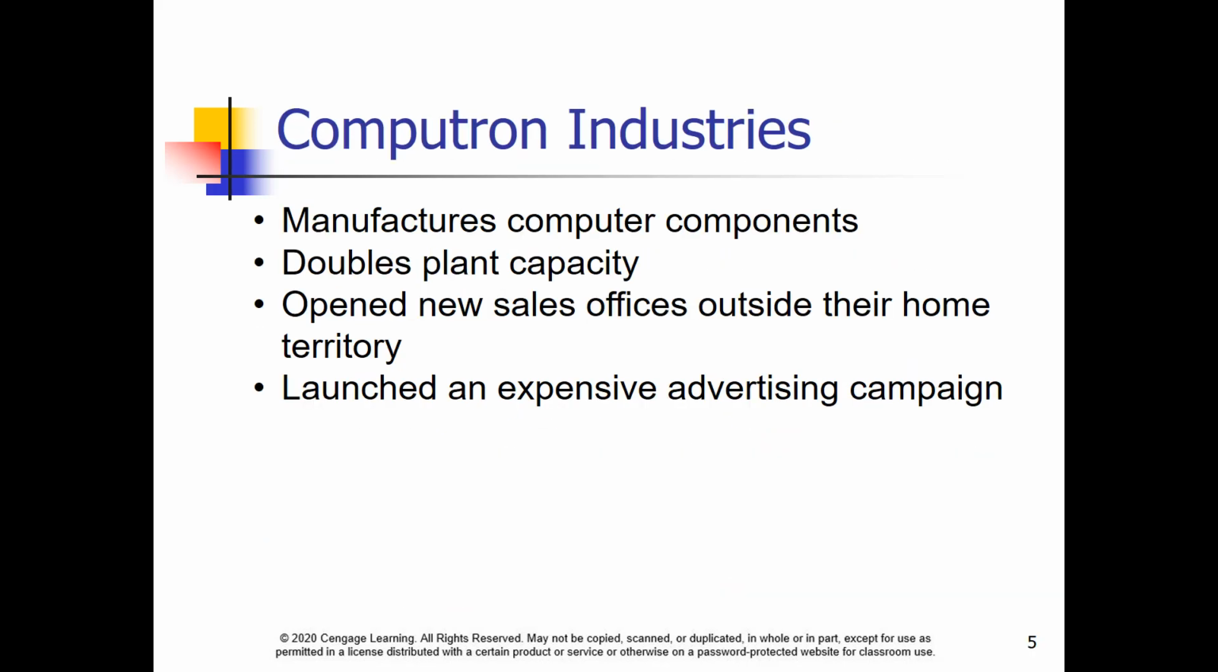Our mini case involves Computron Industries, a manufacturer of computer components. The company doubled its plant capacity, opened new sales offices outside its home territory, and launched an expensive advertising campaign. Computron's results were not satisfactory, to put it mildly. The board of directors was most upset when they learned how the expansion was going. You've been brought in and given the job of assistant to Computron's chairman to try to find out what's wrong and what needs to be done to fix the problems.